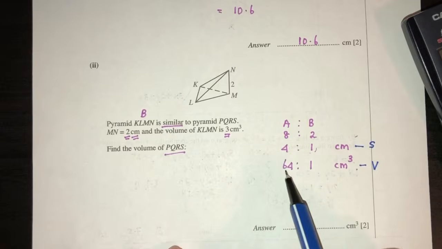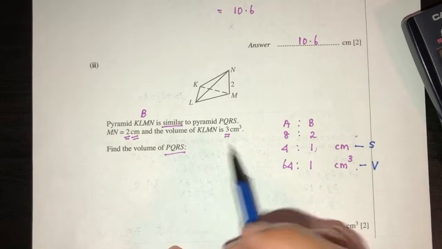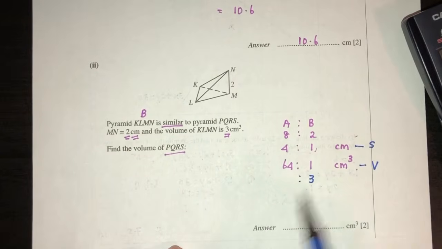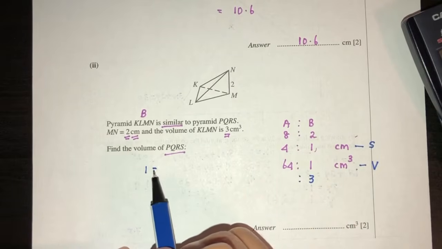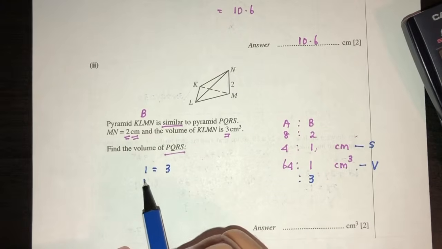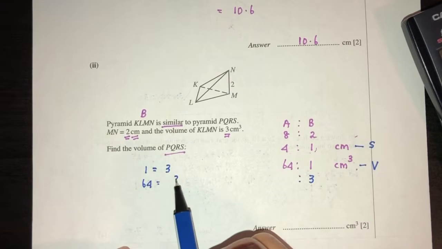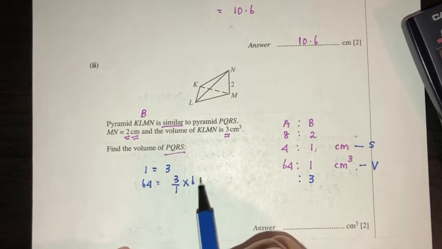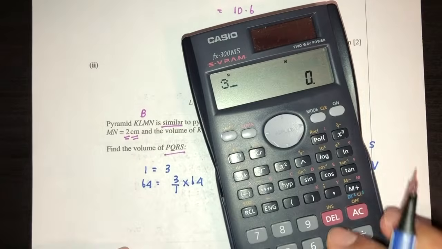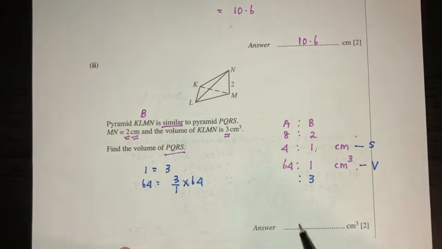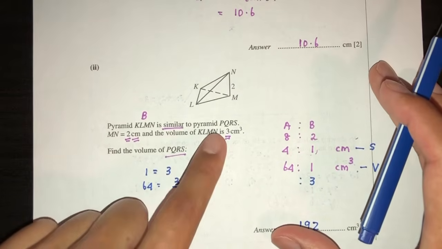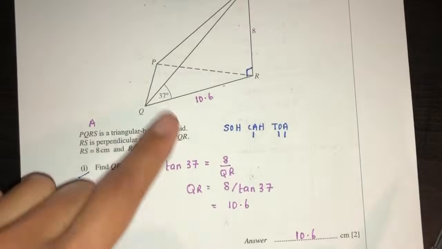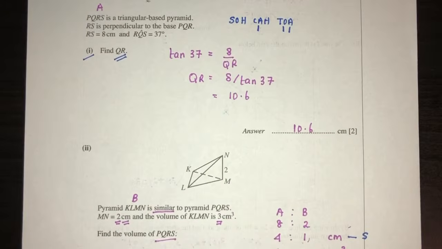Now, we have been given that the volume of KLMN is equal to 3. So the volume of this will be 1. So we do by ratio. So we say 1 is equal to 3. 64 is equal to 3 divided by 1 times 64. That will be 192. Okay. The volume of the pyramid PQRS will be 192.